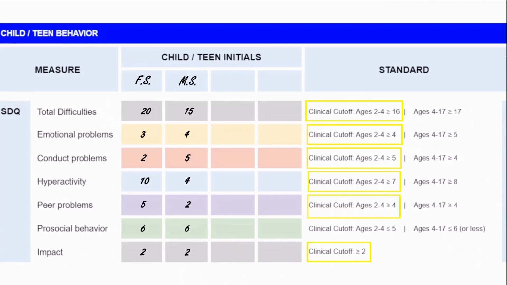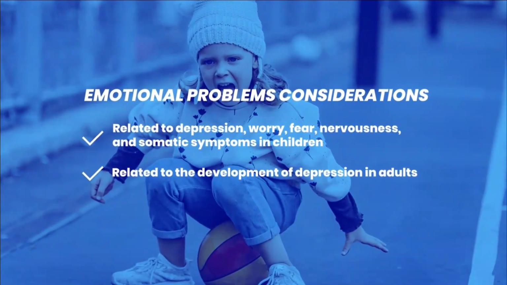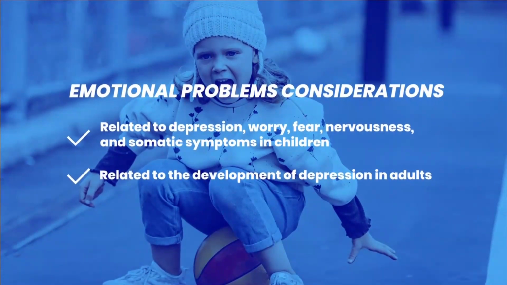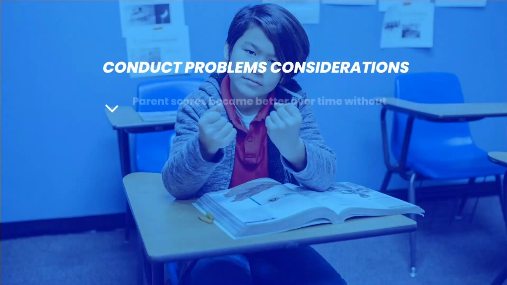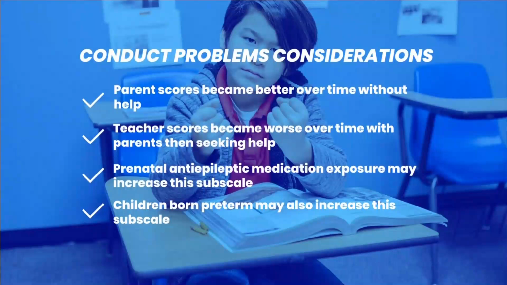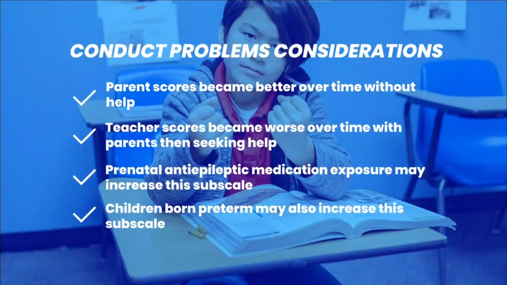What do these different subscales mean? Let's go through a couple of them and I'll show you the interpretation of these. The emotional subscale really is related to the presence of depression, worry, fear, nervousness, and even somatic symptoms in children and adolescents. Higher scores in this area have been related in research to the development of depression in adults. For the conduct problems, parent scores in this section generally become better over time without help seeking. But if the teacher's scores worsen over time, the parents would seek help.